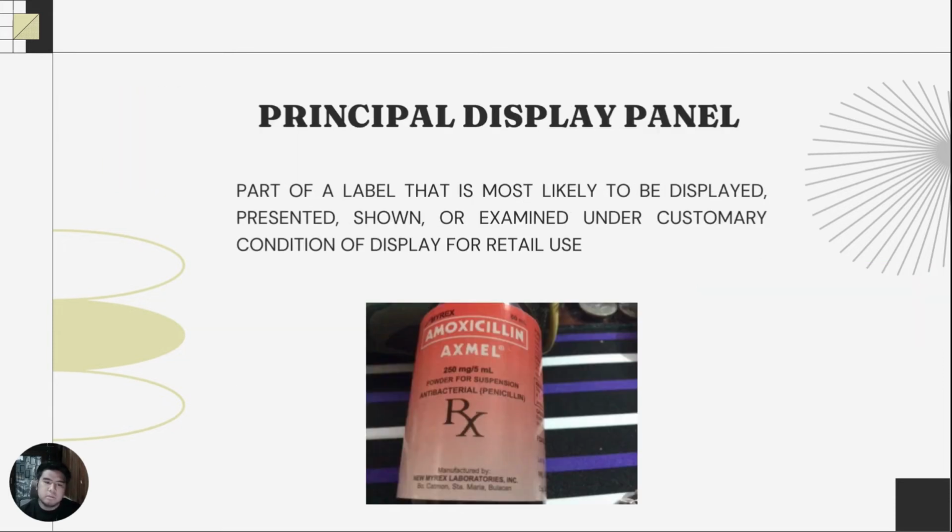Next is the principal display panel. This is the part of a label that is most likely to be displayed, presented, shown, or examined under the customary conditions of display for retail use. Here is the principal display panel, while here, the side one, we call the side panel.